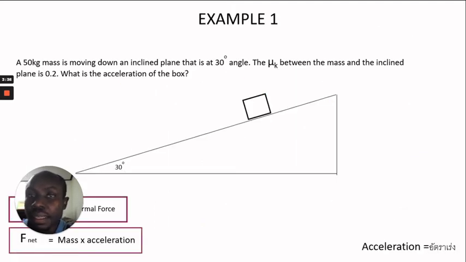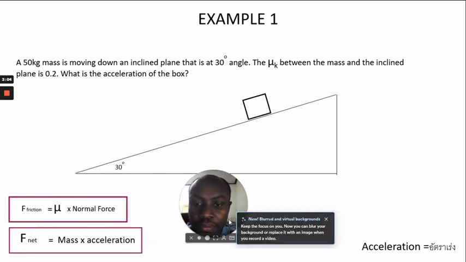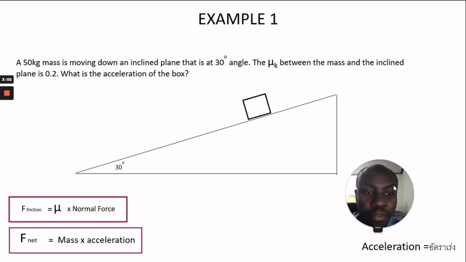Example 1: a 50 kilogram mass is moving down an inclined plane at a 30 degree angle. The coefficient of kinetic friction, mu k, between the mass and the inclined plane, or the ramp, is 0.2. What is the acceleration? We're going to look at this example together.